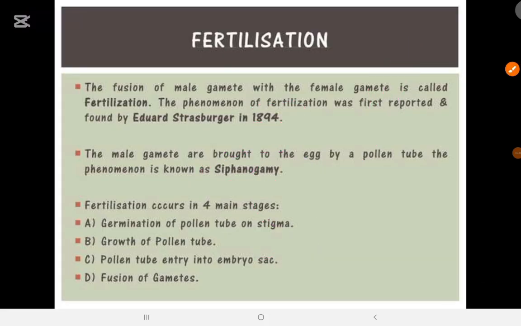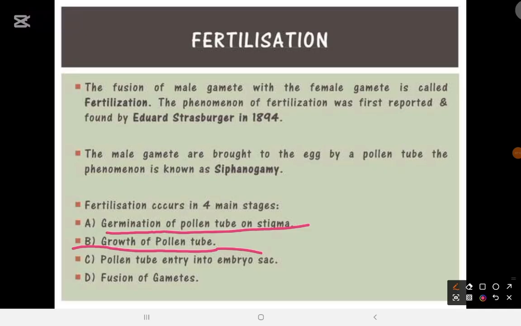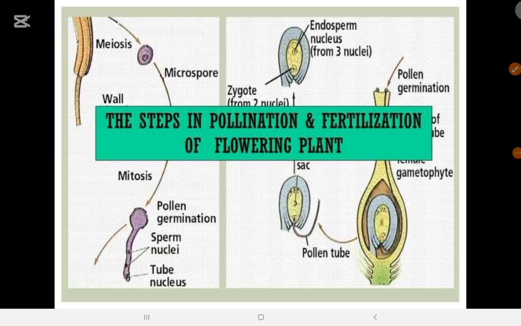Now, fertilization occurs in four main stages. The first stage is the germination of the pollen tube: the pollen grains that landed on the stigma begin to germinate into pollen tubes and grow. The second stage is the growth of the pollen tube downwards, and the pollen tube will now enter into the embryo sac. Then the next is the fusion of the gametes.